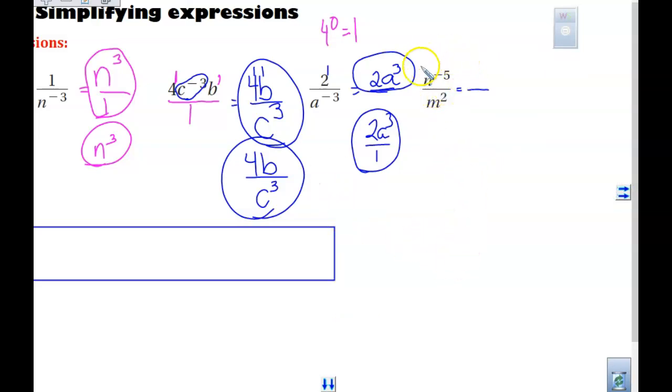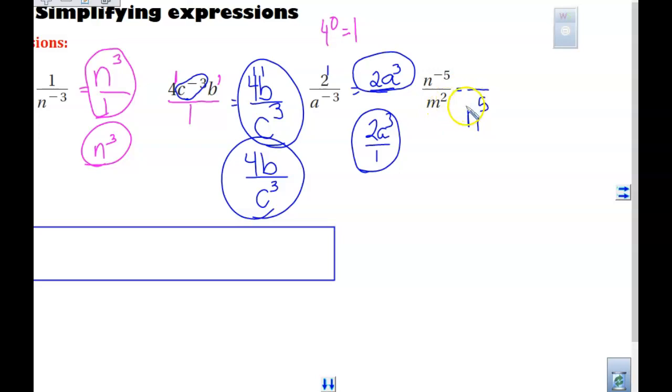N has to move. So it's in the numerator. I got to go to the denominator. N to what power now? 5th. So it was negative. Whenever you switch it, it becomes just the opposite, positive. Okay? Brad, what do I want to do with the M? Put it on top. Because it was negative down here? This is M to what power? Second. Positive? Yeah. So should we move anything if it's positive?